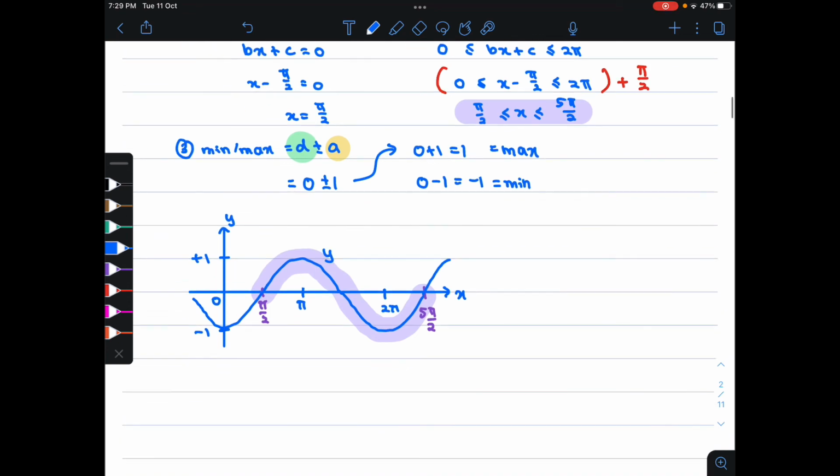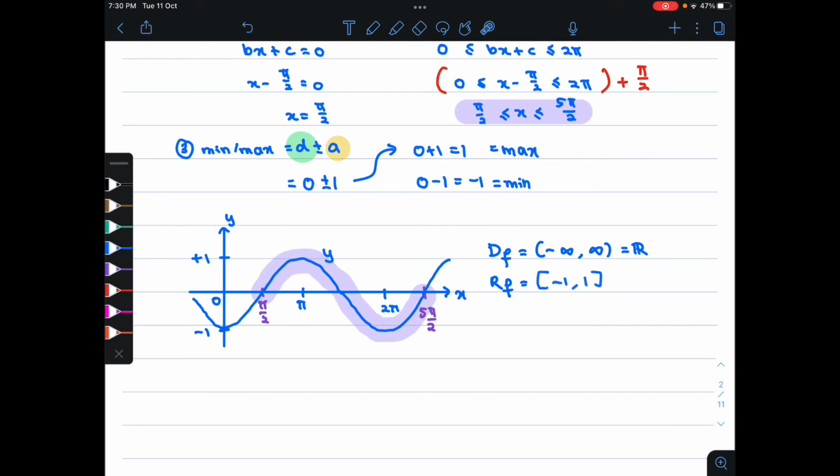Okay, so from here you can try and find the domain. So domain is by looking at your x-axis, and we can see that our graph starts from negative infinity until positive infinity. And for range, we're gonna look at the y-axis. So our graph starts from negative 1 until positive 1.